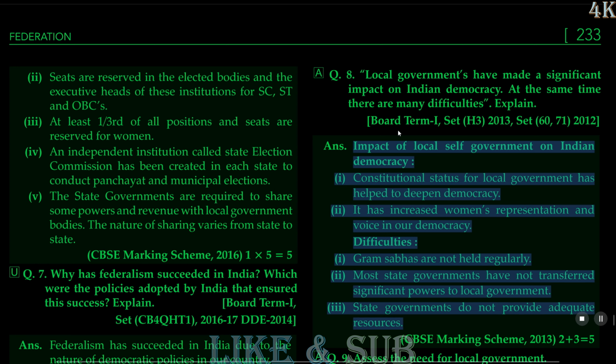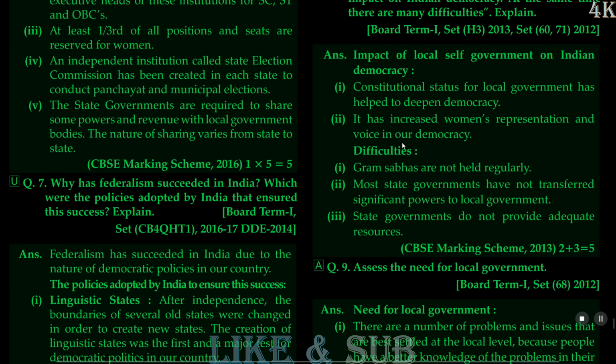Impact of local self-government on Indian democracy. 1. Constitutional status for local government has helped to deepen democracy. 2. It has increased women's representation and voice in our democracy. Difficulties. 1. Gram Sabhas are not held regularly. 2. Most state governments have not transferred significant powers to local government. 3. State governments do not provide adequate resources.